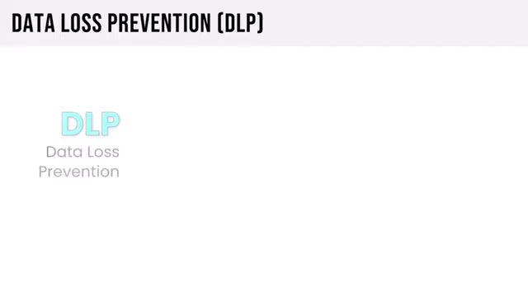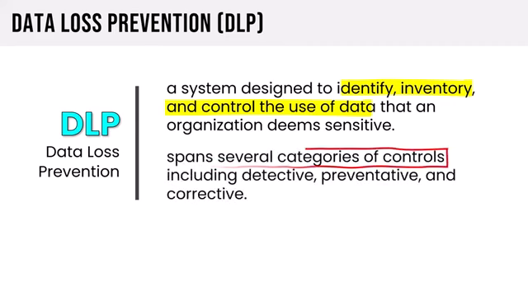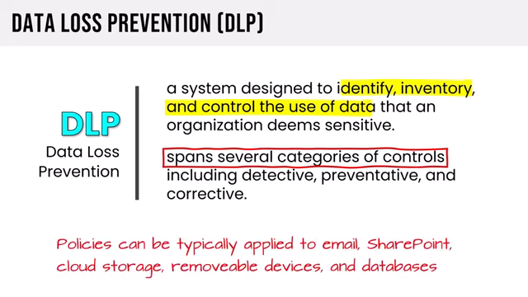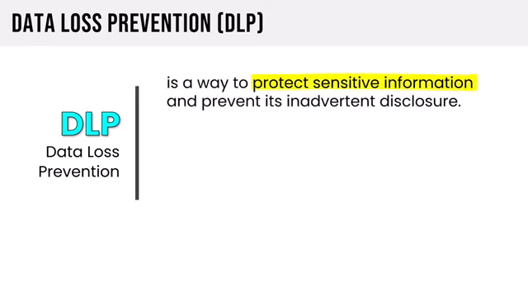Data loss prevention. So DLP is a system designed to identify, inventory, and control the use of data that an organization deems sensitive. It spans several categories of controls, including detective, preventative, and corrective. Policies can typically be applied to email, SharePoint, cloud storage, removable devices, and even databases. And it's a way to protect sensitive information and prevent its inadvertent disclosure.